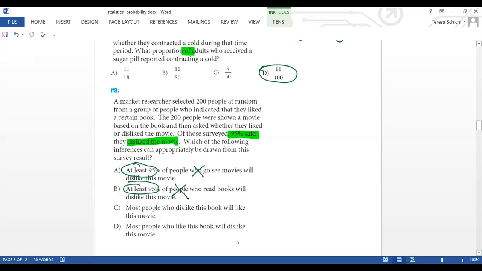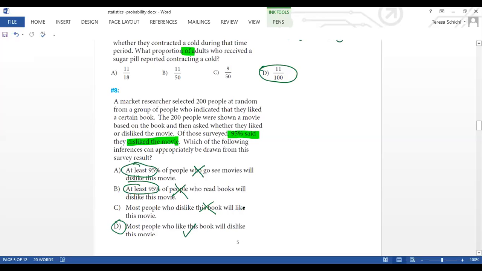not at least. Okay, C is obviously not true. It says most of the people who dislike the book will like the movie. No, we did not say that. Okay, so part D is the correct one. Most of the people who like the book will dislike the movie.